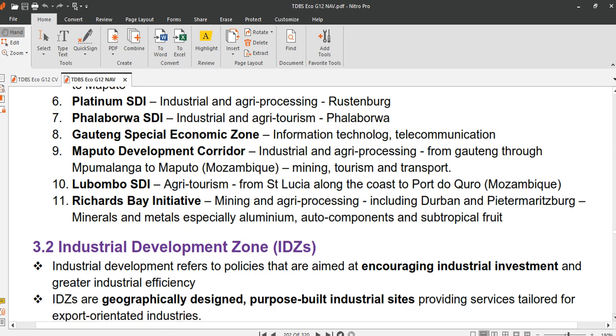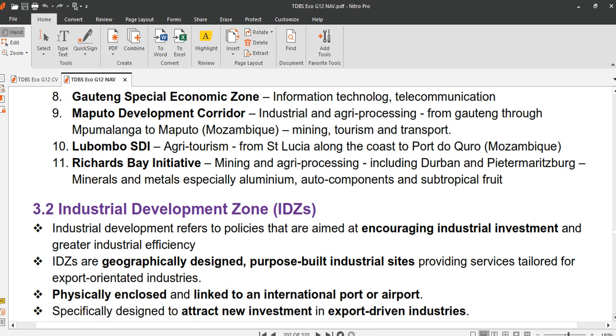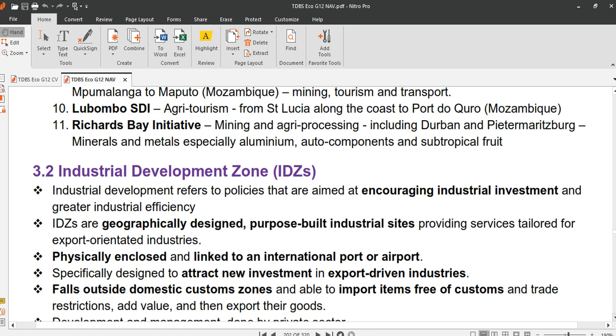7. Phalaborwa SDI, Industrial and Agri-Tourism, Phalaborwa. 8. Gauteng Special Economic Zone, Information Technology, Telecommunication. 9. Maputo Development Corridor, Industrial and Agri-Processing, from Gauteng through Mpumalanga to Maputo, Mozambique, Mining, Tourism and Transport. 10. Lubombo SDI, Agri-Tourism, from St. Lucia along the coast to Ponta do Ouro, Mozambique. 11. Richards Bay Initiative, Mining and Agri-Processing including Durban and Pietermaritzburg, Minerals and Metals especially aluminium, auto components, and subtropical fruit.